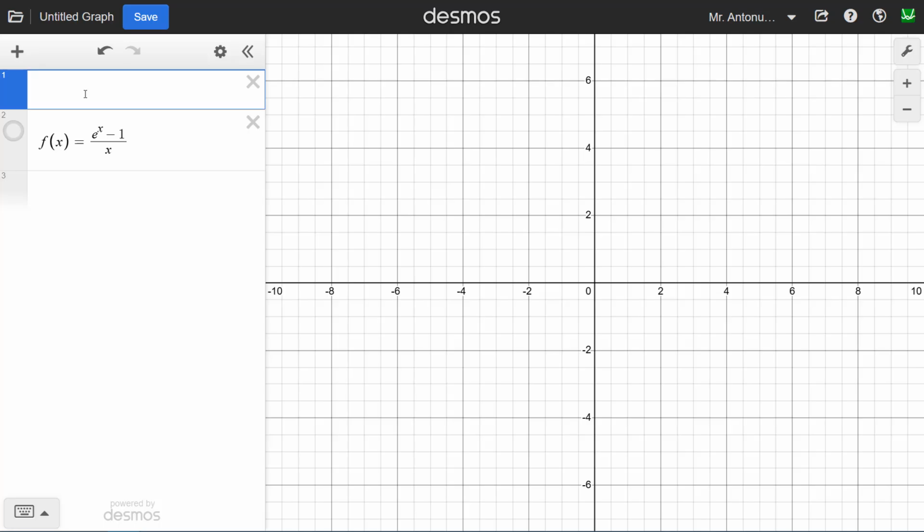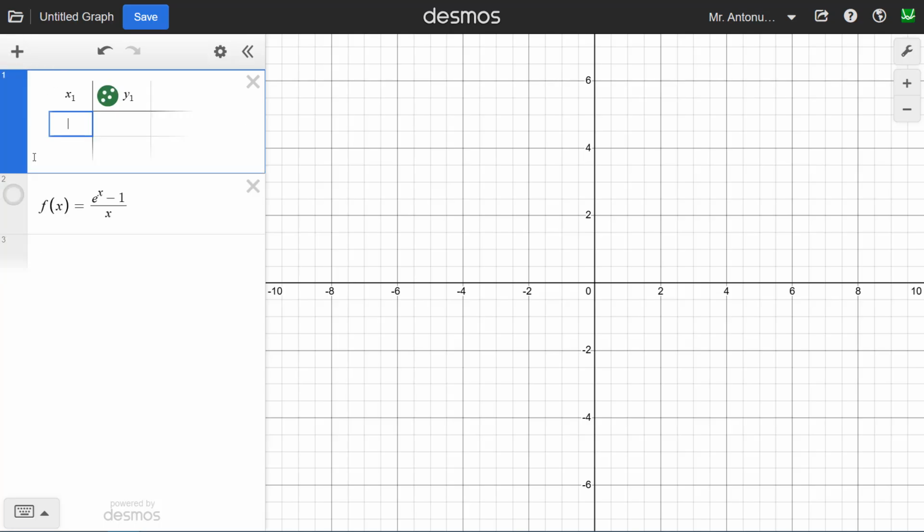So here I'm going to put in a table. If we hit the plus here and table, and then we get a table of values. We'll talk about this function in a minute. The first thing that we had was 2x plus 5. So I'm going to write this as 2x plus 5. So now if I put in a table of values, we want to see what happens as x approaches 2.